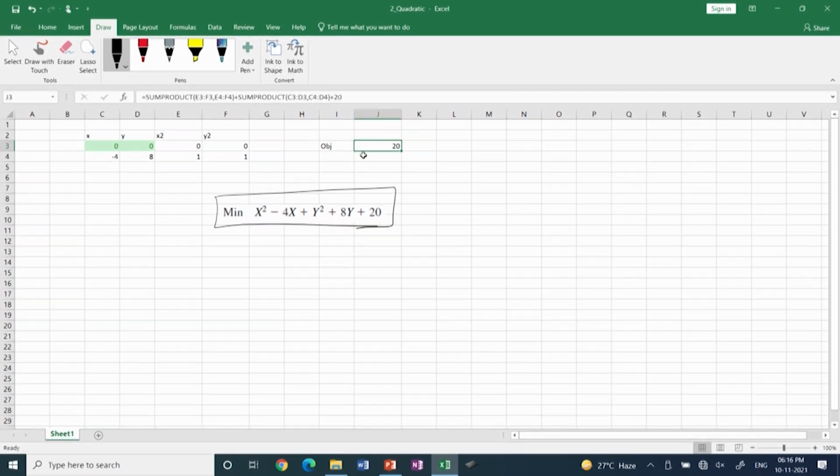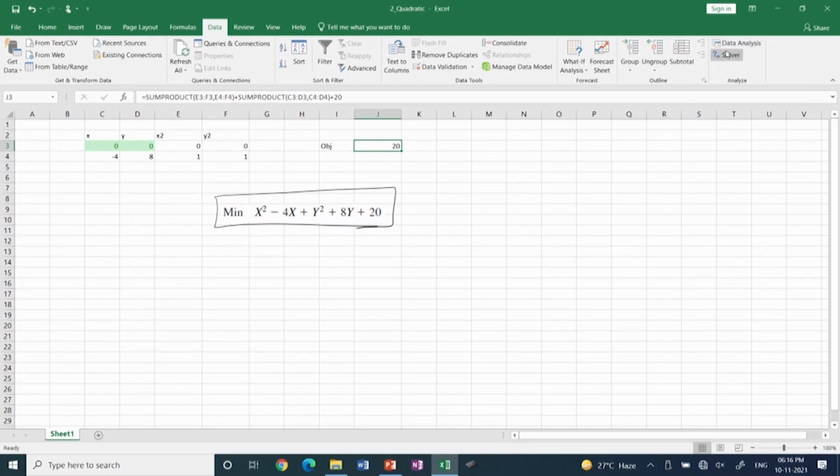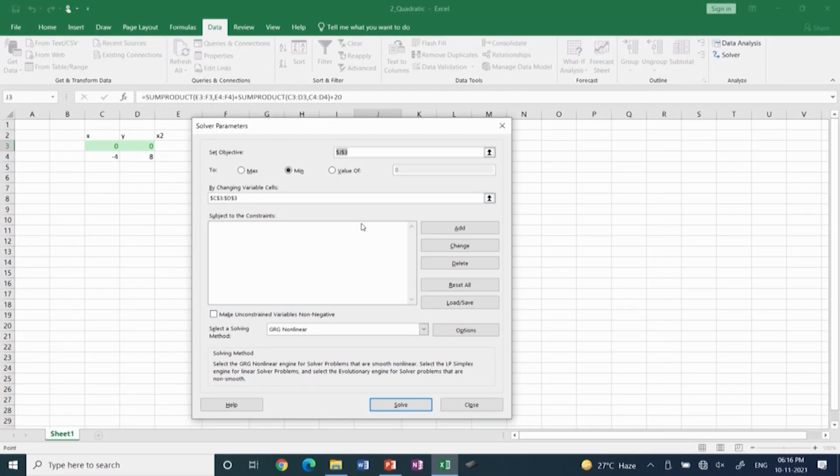Now, you see this sum product of the linear combinations plus sum product of the nonlinear combinations plus 20. So, the constant I have added into the objective function itself. Now, I go back to the solver, under the data tab. Okay. Now, you see the minimization function, the variable cells are C3 and D3.